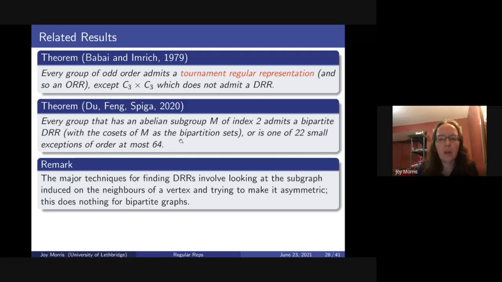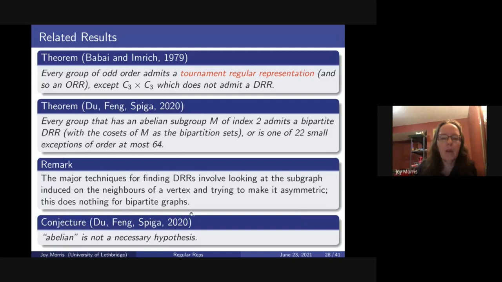And this bipartite work is particularly interesting, because the major techniques that have been used for finding digraphical regular representations involve looking at the subgraph that is induced on the neighbors of the vertex and trying to make sure that it has no automorphisms. If you can prove that that subgraph has no automorphisms, then your Cayley graph will not have any extra automorphisms. If we fix one vertex, we fix its neighborhood, and therefore we end up fixing the entire graph. But this technique does absolutely nothing for bipartite graphs, because if you're in a bipartite graph and you look at the subgraph induced on the neighborhood of a vertex, it will be a set of independent vertices. So it will have lots and lots of automorphisms.